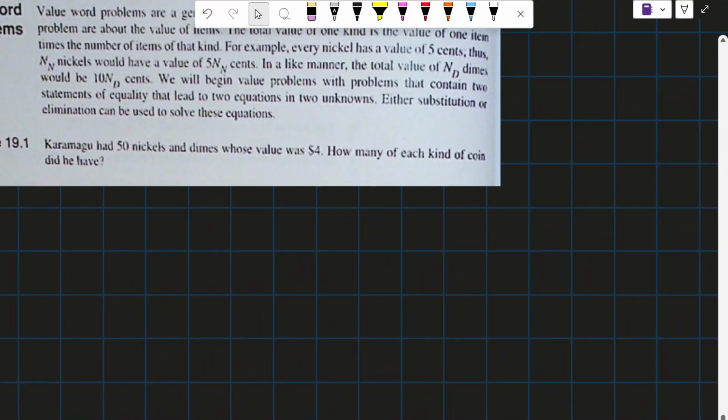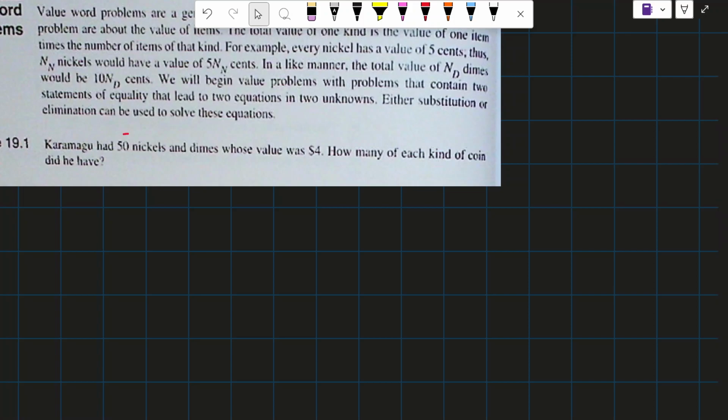You've got this person who has 50 nickels and dimes, right? So it could be, they might have 45 nickels and 5 dimes or any combination thereof, right? And all the value together was $4, okay? And you want to be able to solve to find out how many nickels and how many dimes, right?